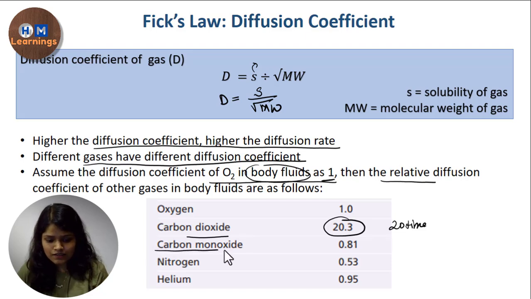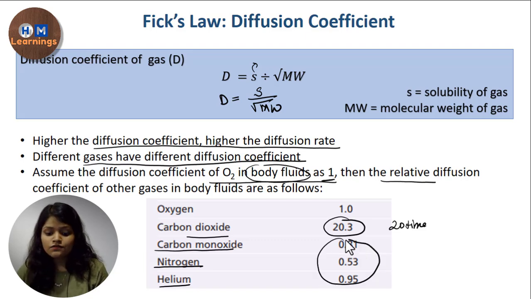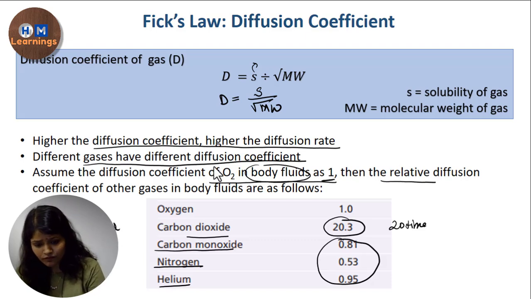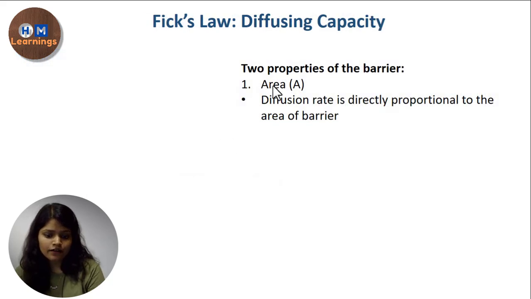And you see other gases, carbon monoxide, nitrogen, helium, are actually less diffusible as compared to oxygen. This is very important when we talk about perfusion limited gases and diffusion limited gases. So you should remember this slide for those discussions. Okay, now we move on to the properties of the barrier.